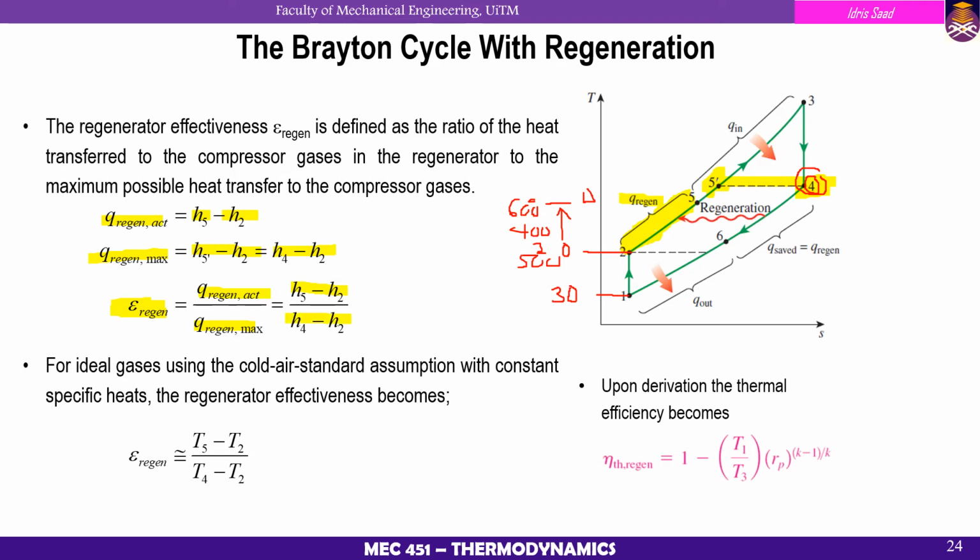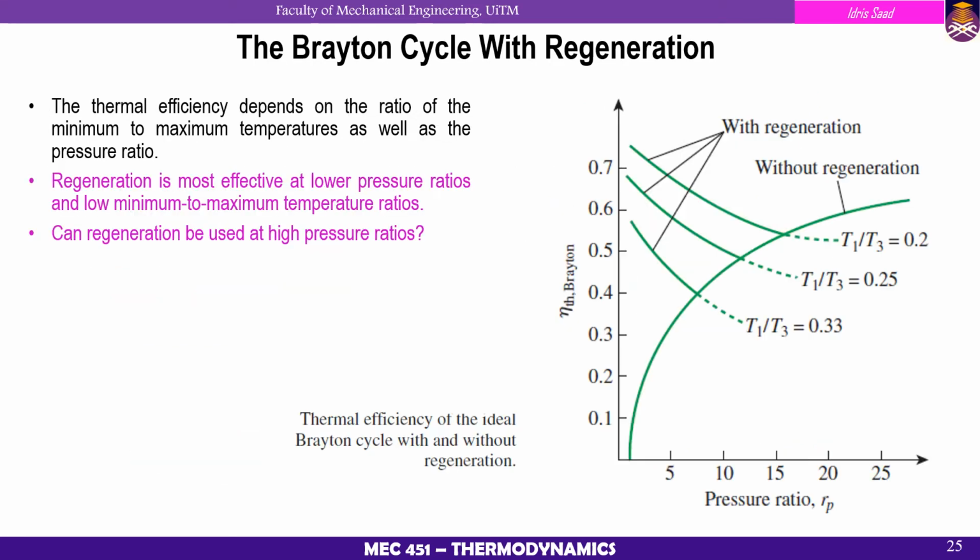We know that for ideal gases using the cold air standard assumption with constant specific heat, the regenerator effectiveness becomes T5 minus T2 divided by T4 minus T2. So this is the equation for regeneration effectiveness, where we have to know the temperature at the exhaust and the limit to which we can absorb or recover the heat from the exhaust.